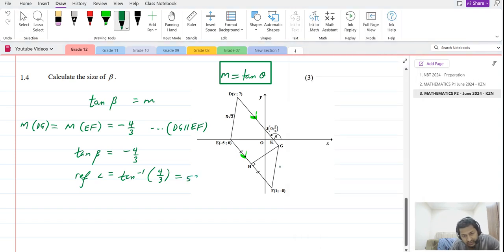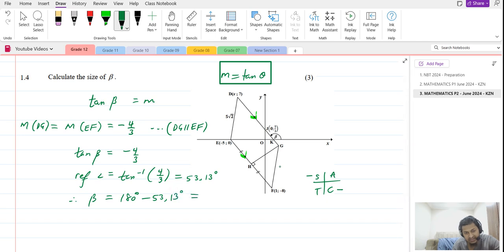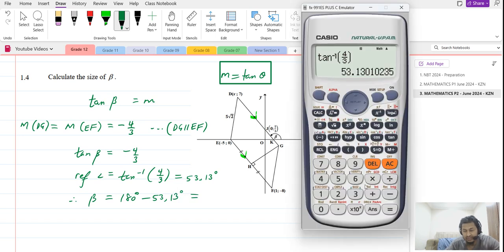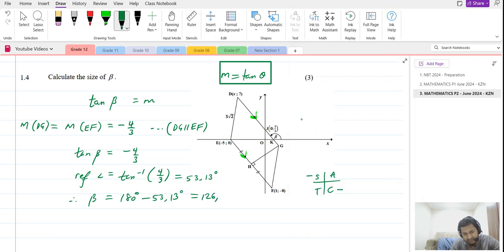So we got 53,13 degrees. But remember, tan is negative, and where is tan negative according to the CAST diagram? Right, it's negative in the second and fourth quadrant. Obviously we're not going to take the fourth quadrant because we want an angle which is obtuse. So therefore beta is now equal to 180 minus 53,13 degrees. And what's 180 minus 53,13? Let's say 180 minus the answer that was stored. So I'm getting 126,87, right? And that's my inclination angle beta.